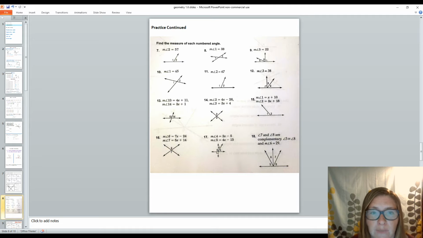All right, next page. So here, again, you're going to pause your screen and complete 7 through 18. This side is a little more algebraic, and you're going to find the missing values of the numbered angles. So some of them may require for you to set up an equation, and some may not. All right, pause your screen and find your solutions.